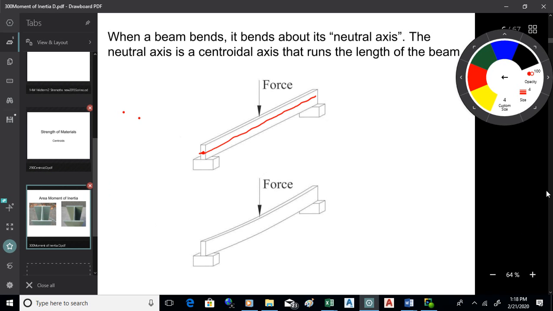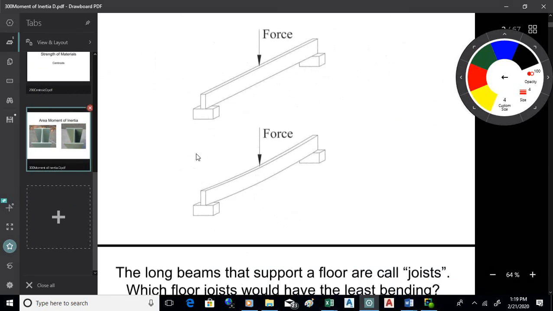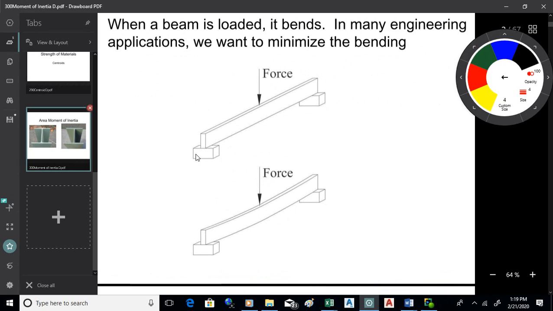Now, what we really want to do with this, and we do a couple of things with it in beam design, is find the moment of inertia of a shape. And that's done about the neutral axis. So the moment of inertia of a shape, we'll talk about what this is, but we calculate it about the neutral axis of the shape. So again, this gets back to the bending of a beam when it's loaded, and that flexed shape.